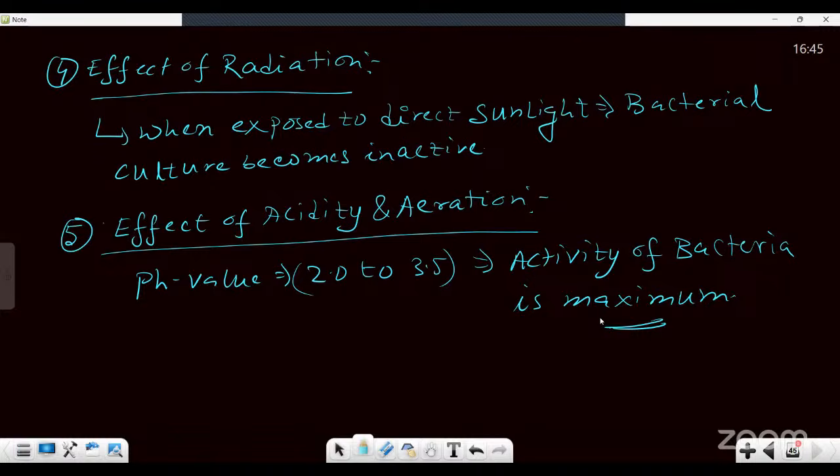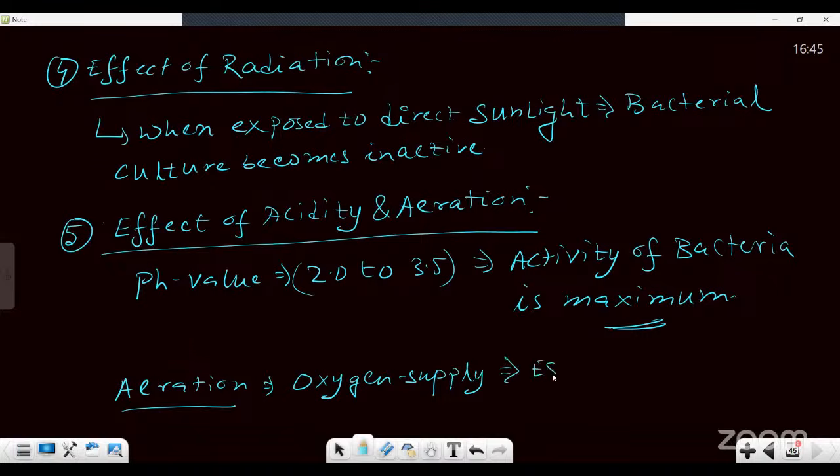And aeration means there has to be a constant, continuous oxygen supply. So oxygen supply is essential for the bacterial survival. So this was all about our bacterial leaching.